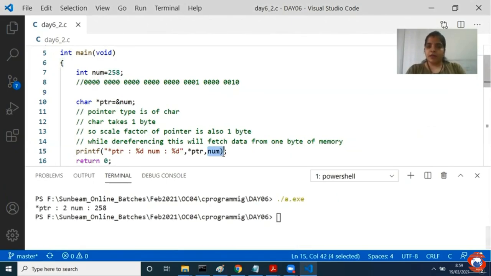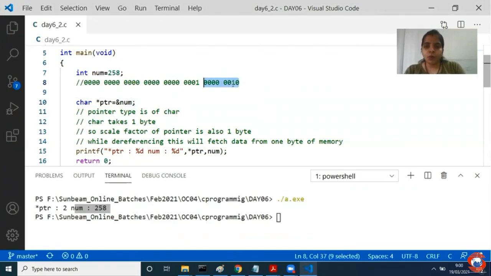Can you see num value is an integer? I have represented in %d. It is giving me 258 as it is. But can you observe when I try to fetch pointer ptr is holding address of num which is of type character. तो जब वो data fetch करेगा, it will fetch only first byte of data. अब first byte में मेरा क्या data है?